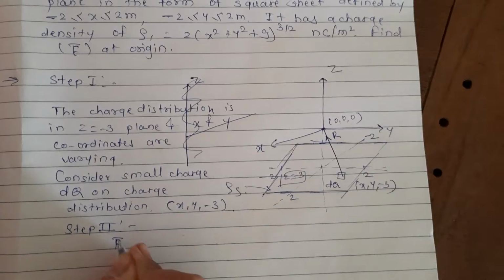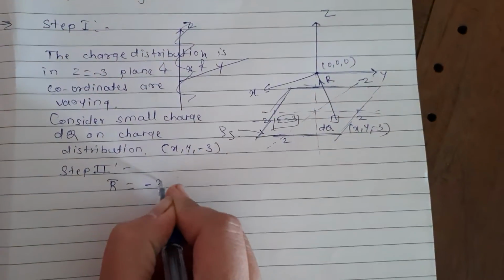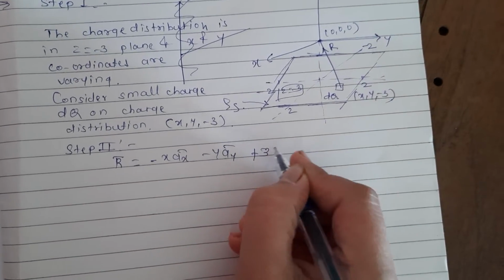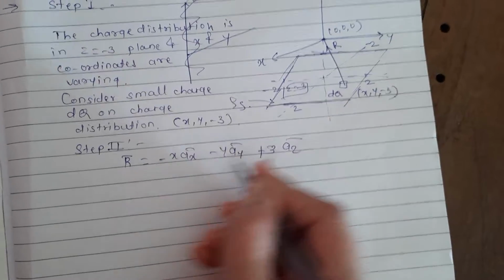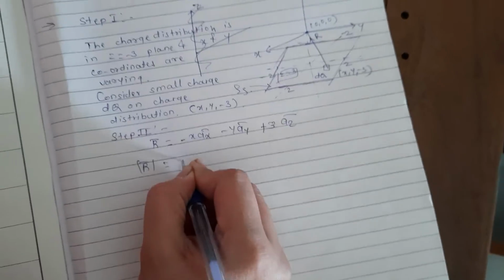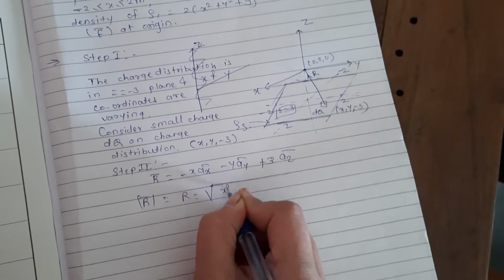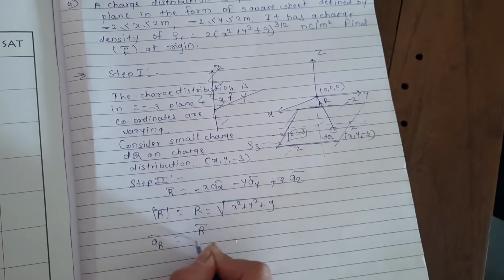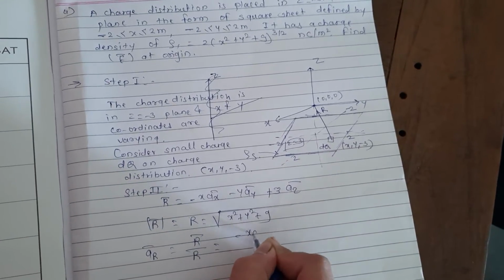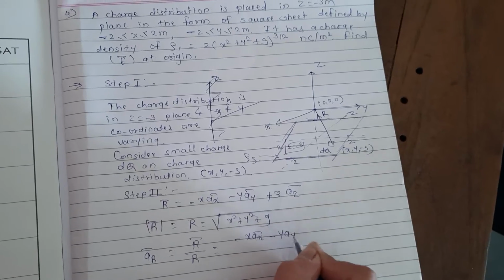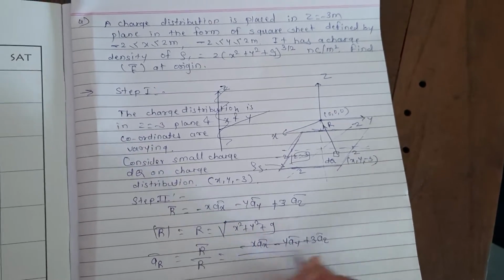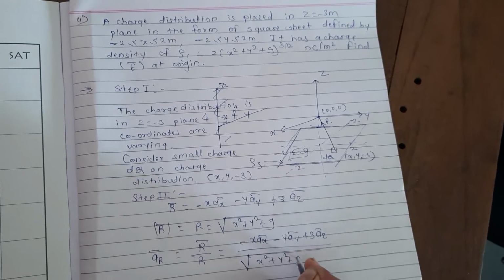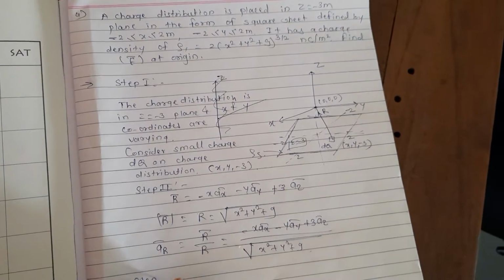So the value of r bar is -x ax bar minus y ay bar plus 3 az bar, and its magnitude is square root of x² + y² + 9. Unit vector ar bar is r bar by r, so it is (-x ax bar - y ay bar + 3 az bar) divided by square root of x² + y² + 9.